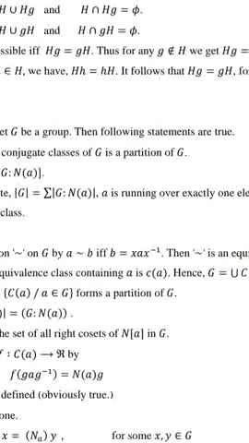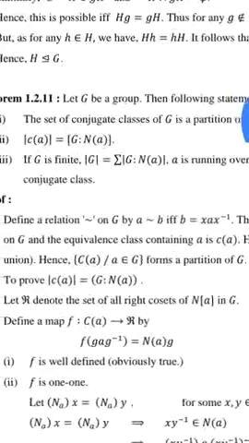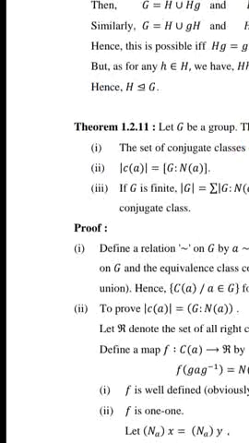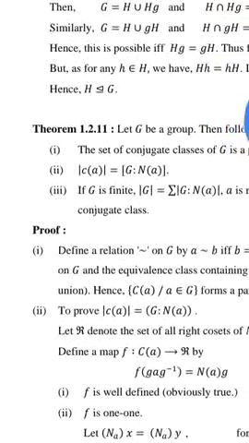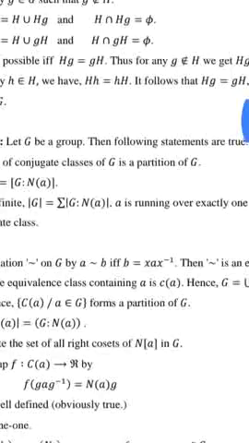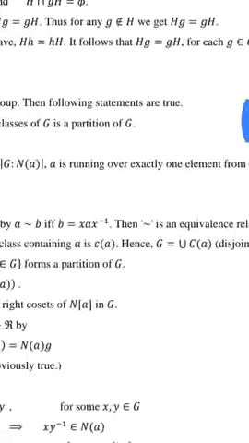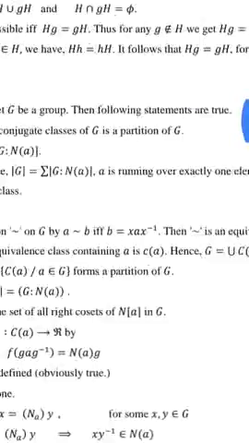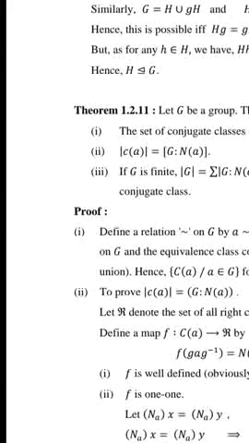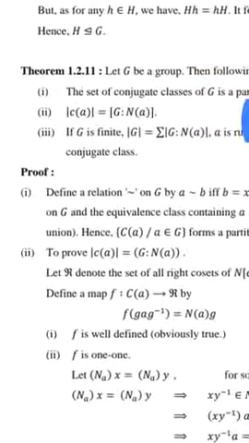Then, for any g does not belong to H, we get Hg is equal to gH. But for any h belongs to H, we have hH is equal to Hh. It follows that Hg is equal to gH for each g belongs to G. Therefore, H is a normal subgroup of G.